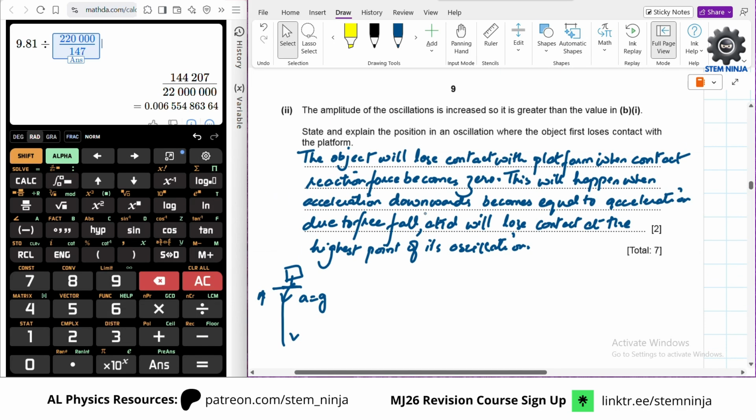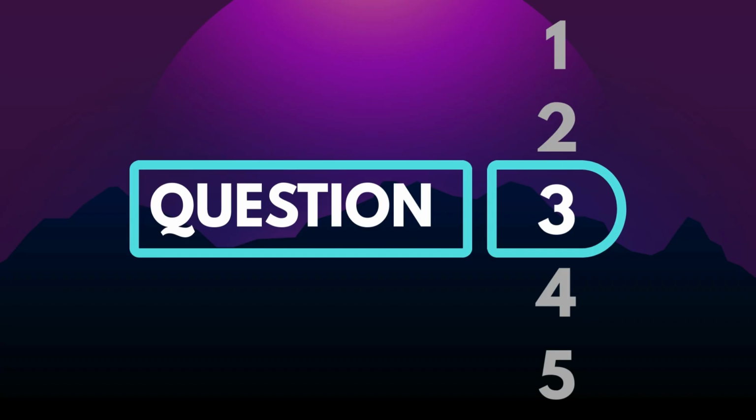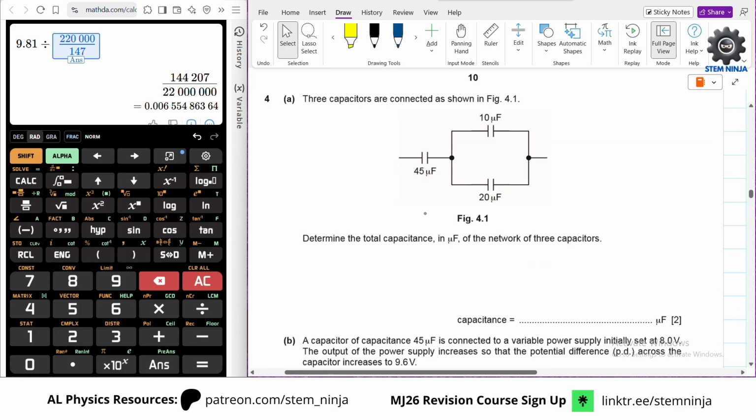Okay. This is question number 3. Let's move on to question number 4. Three capacitors are connected as shown in figure 4.1. Determine the total capacitance in microfarads of the network of the 3 capacitors. Okay, so remember, when we have capacitors in parallel, we just simply add their capacitances, and when we have in series, we add them like we add parallel resistors. So we have 1 over C effective equals to 1 over 45 micro plus 1 over 30.